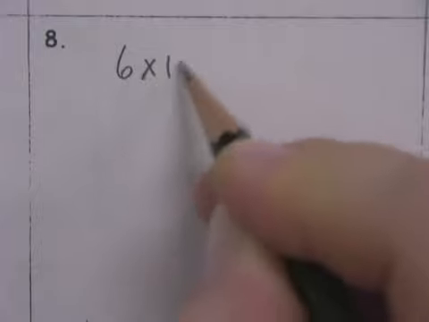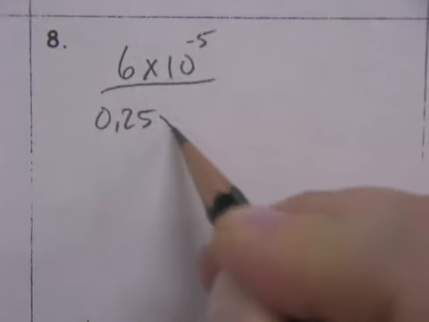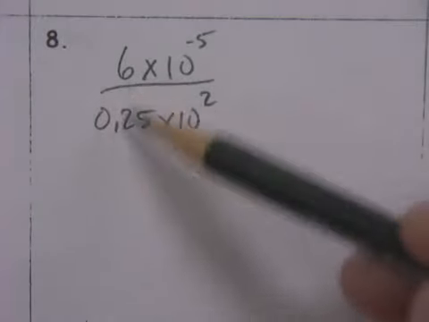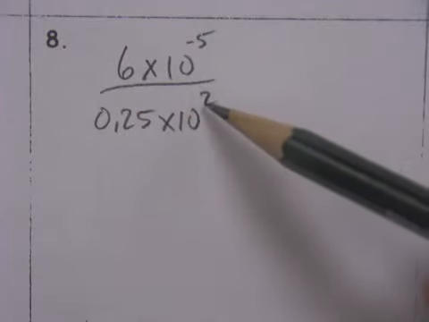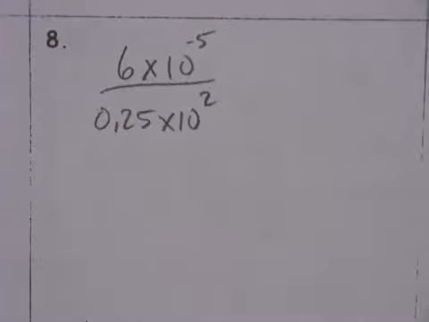So here's number 8. So we got 6 times 10 to the negative 5th over 0.25 times 10 to the second. All right, in this case, I divide these numbers. Now what do I do with my exponents? Well, when I divide my bases, I subtract my exponents. So let's divide my numbers out in front. So that's 6 divided by 0.25, and when I do that, I get 24.